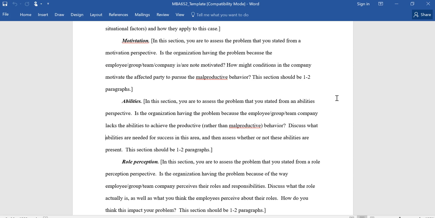Okay, now this could be one or two paragraphs. It really could be a simple 3-sentence paragraph depending upon the nature of your problem, or it could be a 5-sentence paragraph or maybe a couple of 5-sentence paragraphs depending upon the way that you assess this. But the idea here is that we're saying, okay, what is this behavior that we have? And if it's bad, what do we want it to be? And let's assess whether or not the employees or the people doing the behavior have the ability to actually achieve whatever that productive behavior is that we're after. So this could be a really quick assessment, right?